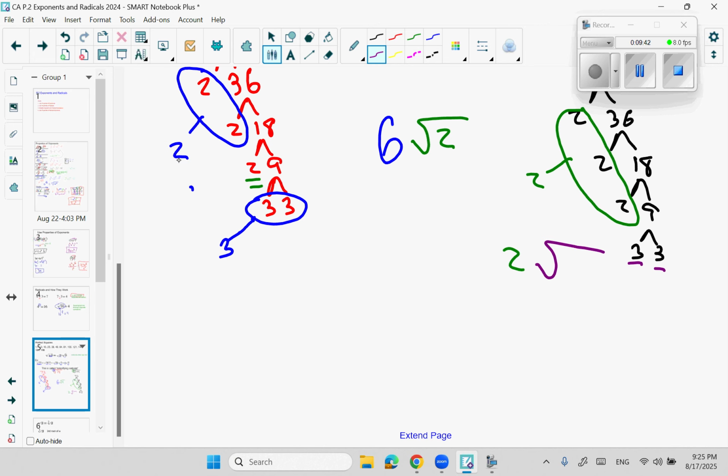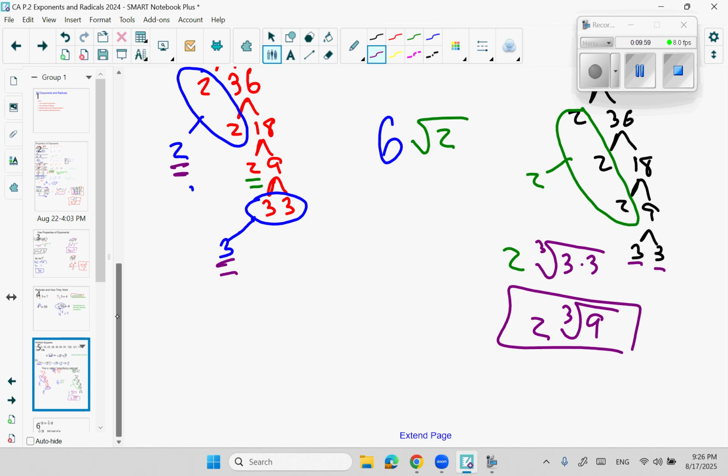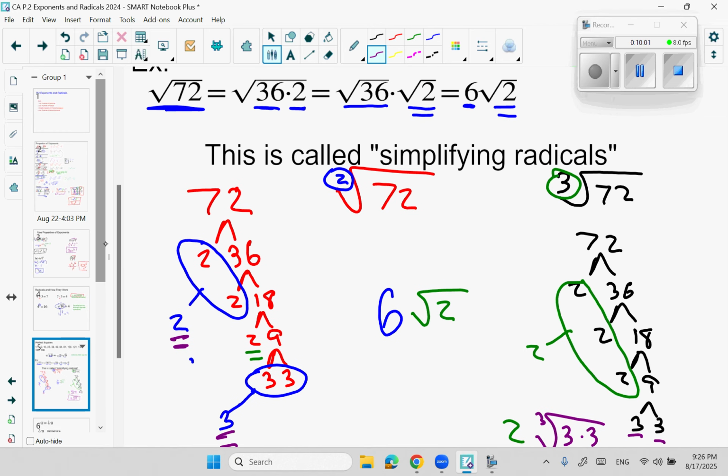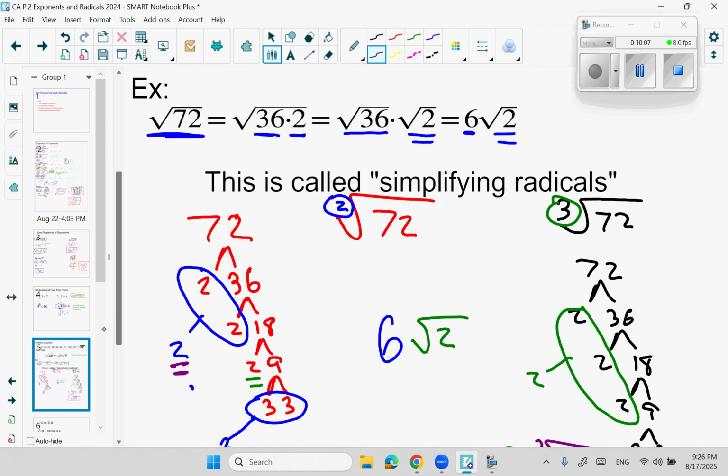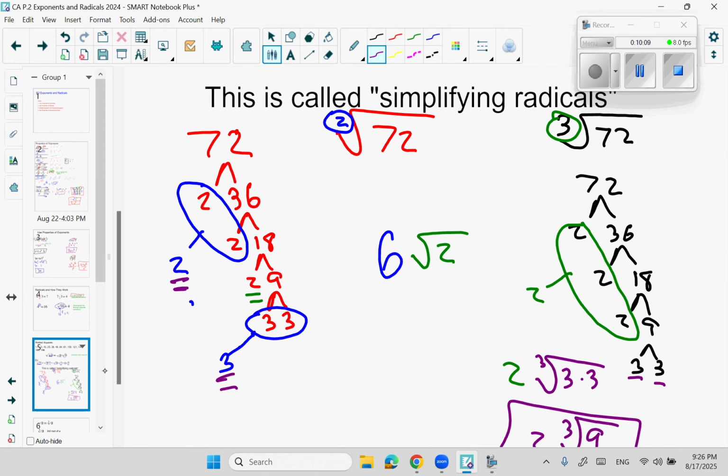And just like this 2 and 3 in blue were multiplied, these 3 and 3, because they're together underneath the radical, they get multiplied. This should be a cube root, I'm sorry. So the cube root of 72 is actually 2 times the cube root of 9. So this idea works for both. You could either memorize perfect squares and divide, or even memorize perfect cubes and divide. Similar process.